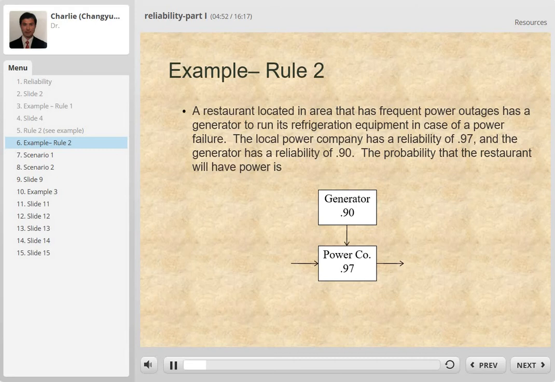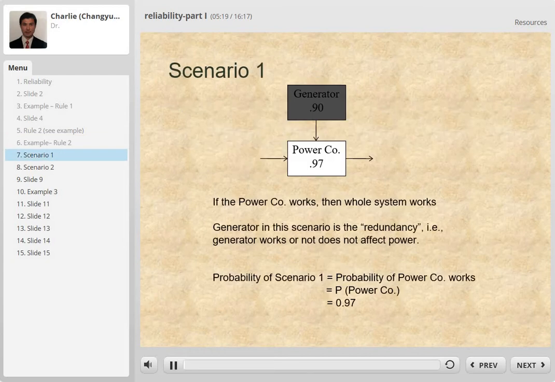Here's an example. A restaurant doesn't want a power outage. So what they do is they install a generator. The probability that the power line works is 97%. The probability that the generator works is 90%. If either of these two works, the whole system works. If both of these two fail, the system fails. Let's try to calculate the probability of the whole system working.